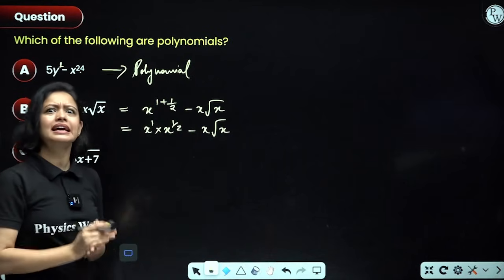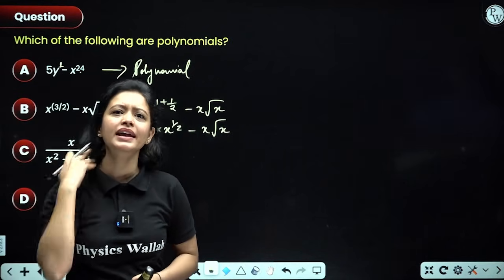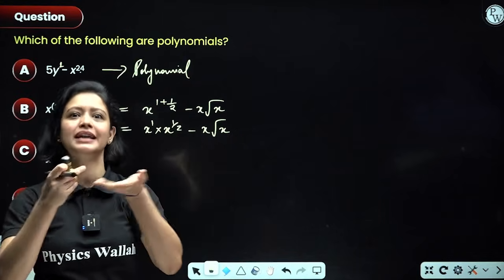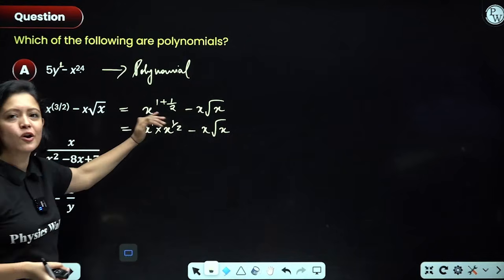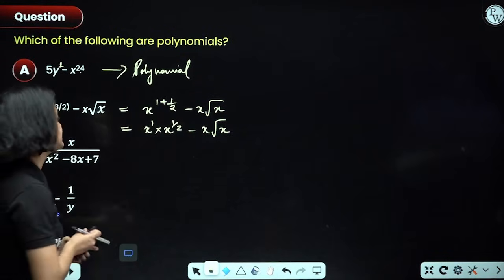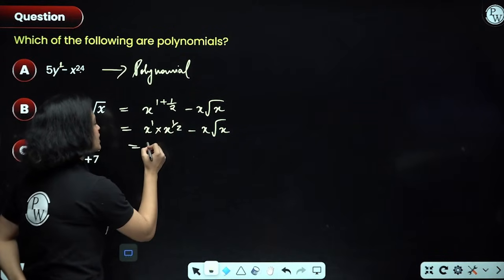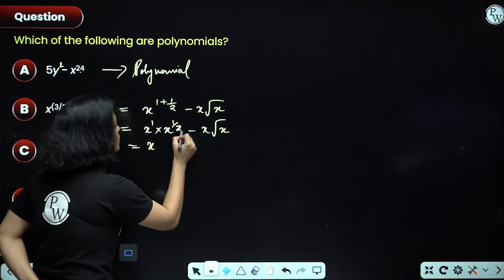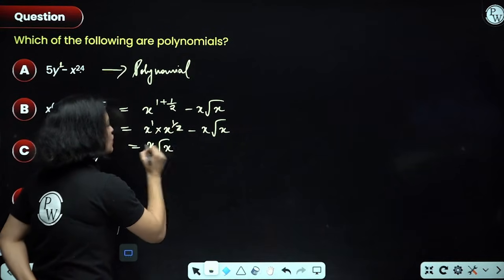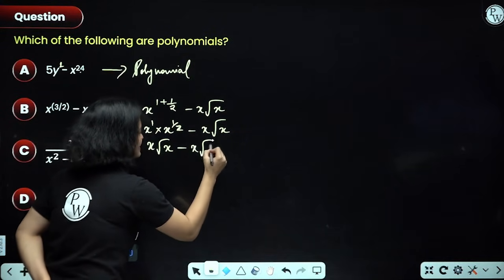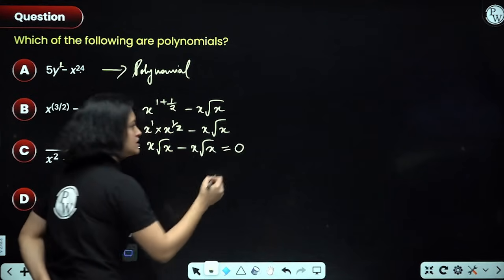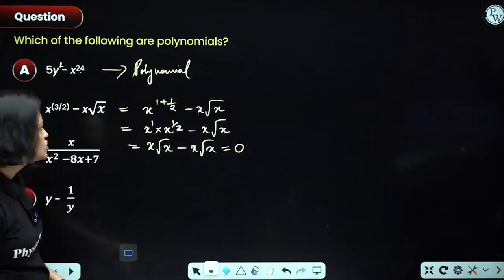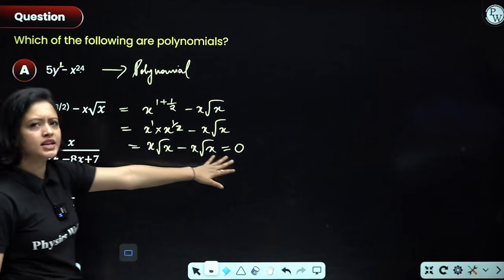Whenever the powers are getting added, that means you have two terms with the same base being multiplied, right? So, I've just used laws of exponents here, nothing else. Okay, now x raised to power 1 is x only and x raised to power 1 by 2 is root x. So, x root x minus x root x. Now, that is equal to 0, everyone. So, what I have written here is actually 0.